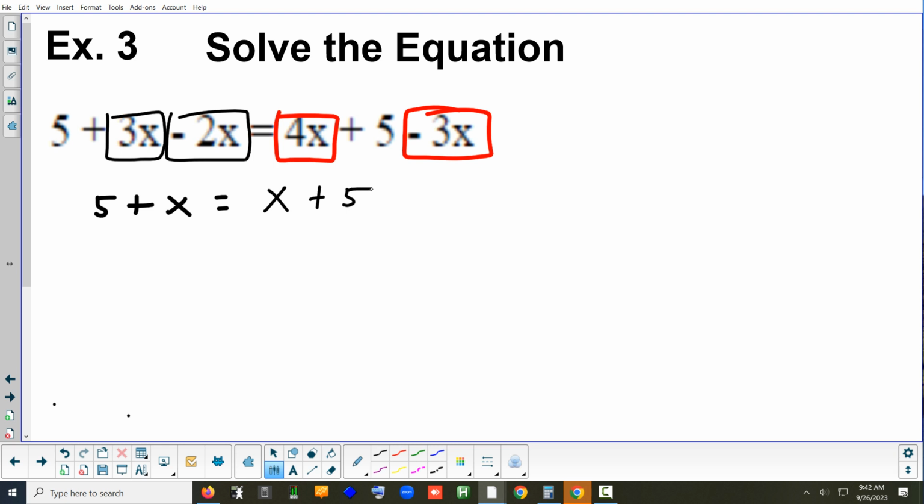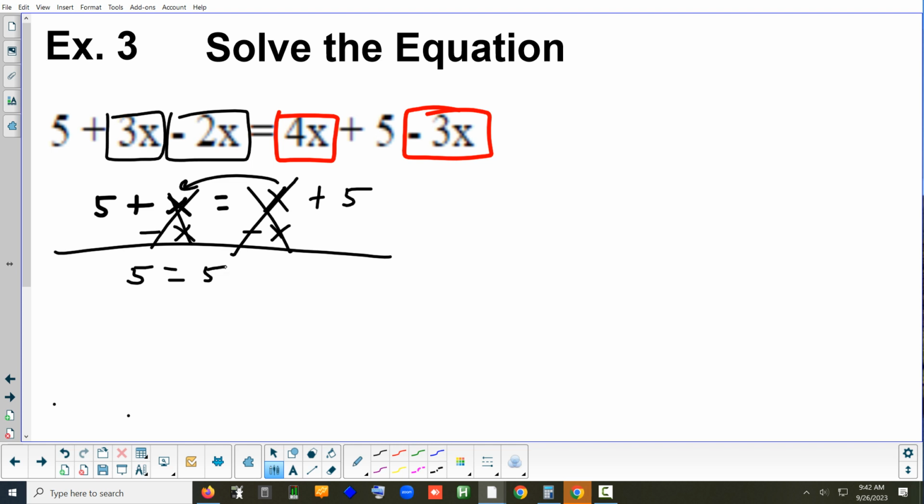Okay, now we need to put all the x's on the same side. It doesn't really matter which side. Let's just say we want to put all the x's on to the left. So to move that x, you would do what? Subtraction. Yep, and what did you subtract? X on both sides. And we're left with 5 equals 5. So this is gone. X minus x, that's gone. And you're left with 5 equals 5. So all the variables are gone.